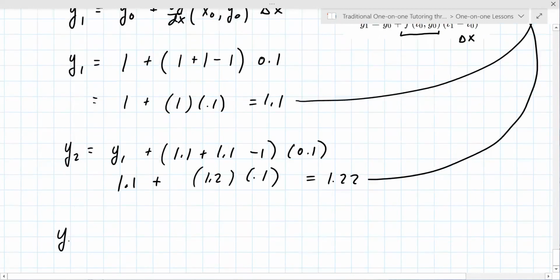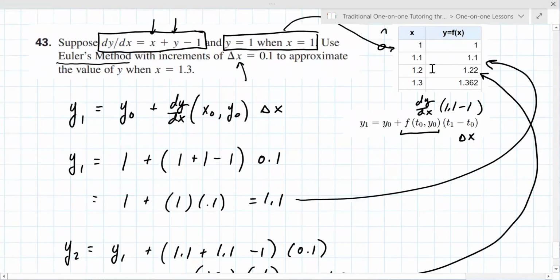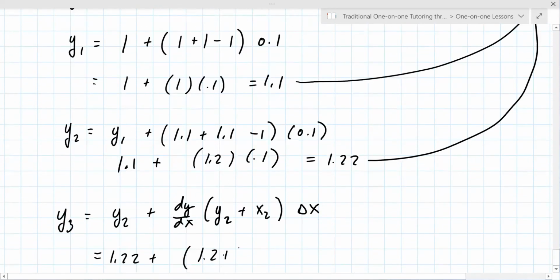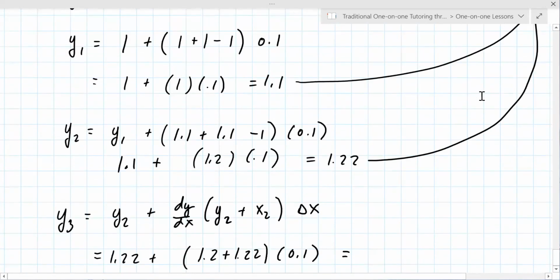And then y3 is y2 plus, and you evaluate your derivative at the previous point, so at y2 plus x2, times your delta x. So our y2 is 1.22 plus your derivative, which is x plus y. So we go back to our table from the previous line, 1.2 plus 1.22 times 0.1. And you generally get a calculator here.